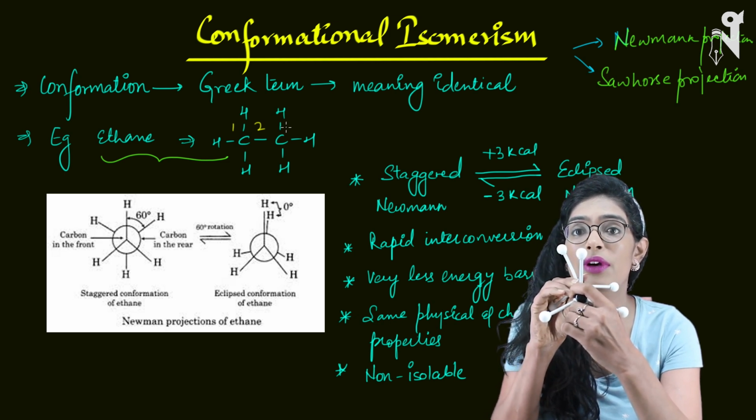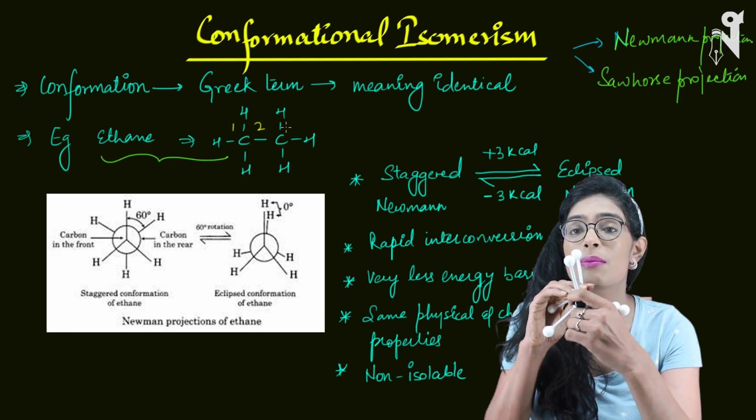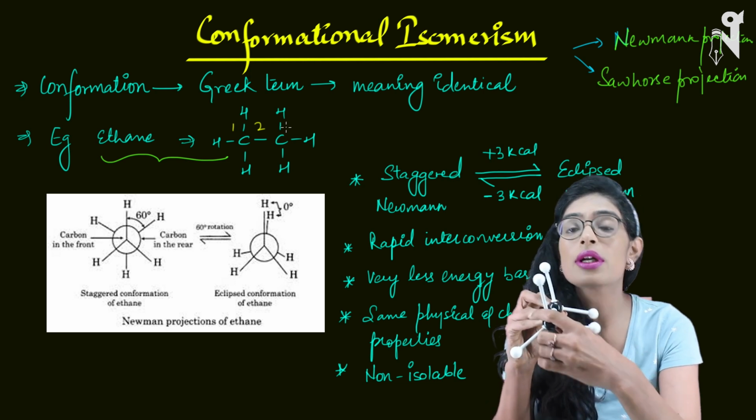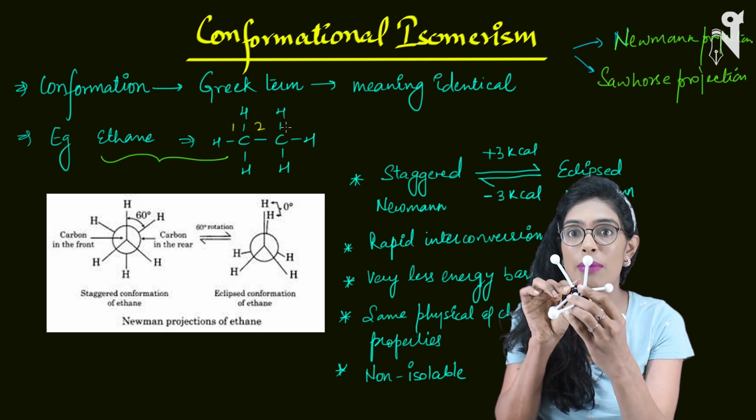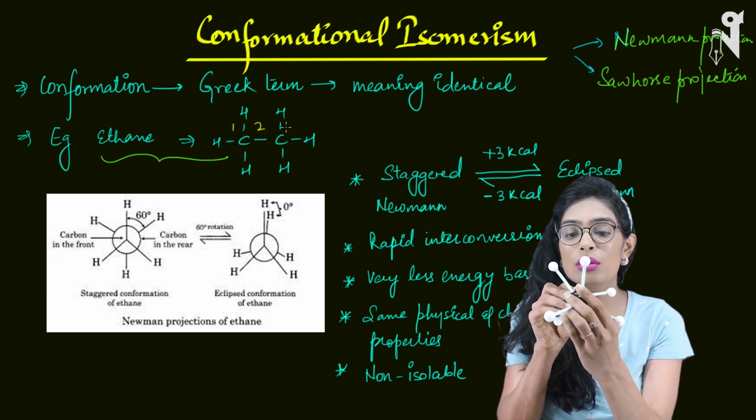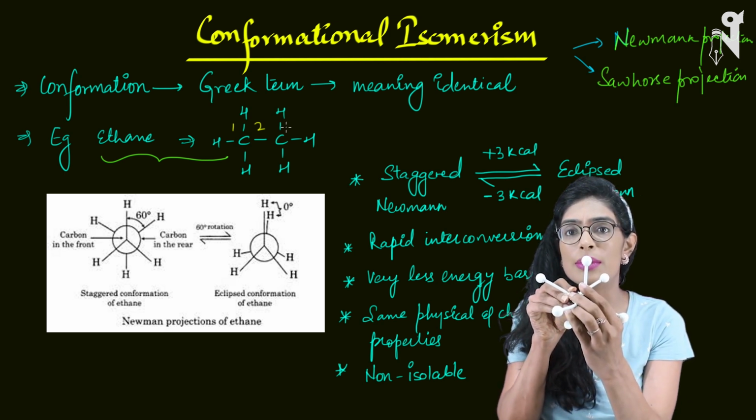What will happen if I rotate the molecule? Why will I rotate? Because this is a carbon-carbon single bond, and a carbon-carbon single bond can rotate. So if I rotate, can you see the back hydrogens also? I can rotate it to any angle basically.